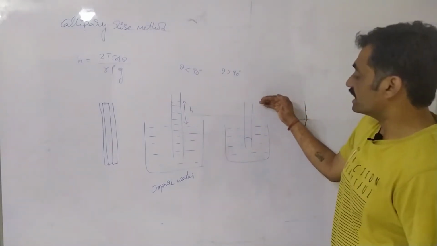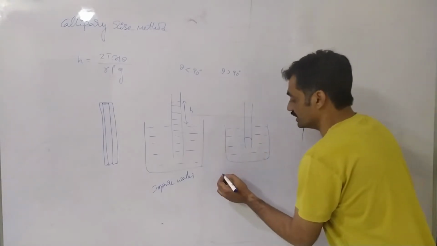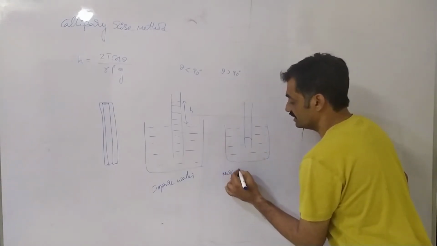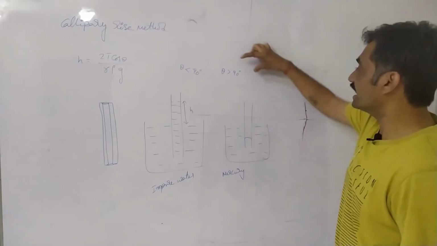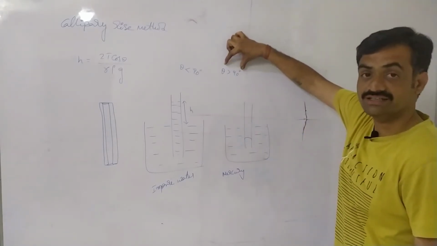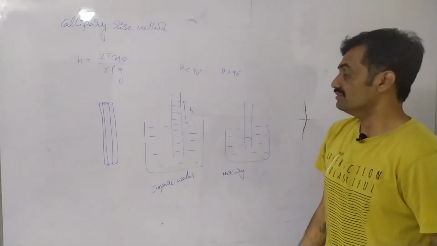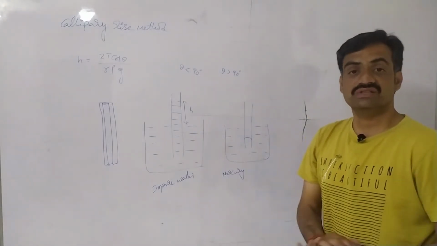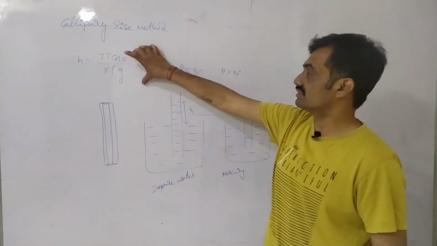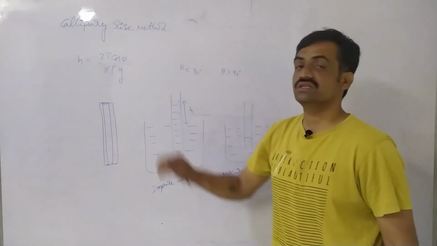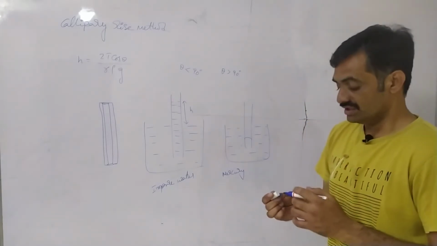When we dip a capillary tube in mercury, the level of the liquid falls down and the angle of contact will be greater than 90 degrees in this case, which we had discussed in our previous videos. So based on this, now we are going to derive the expression of h equals 2T cos theta by r rho g.